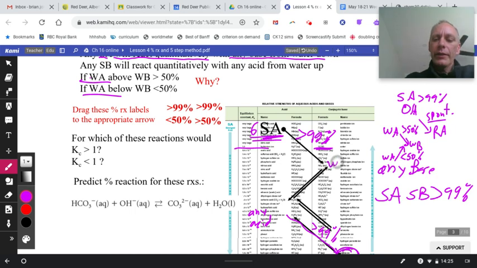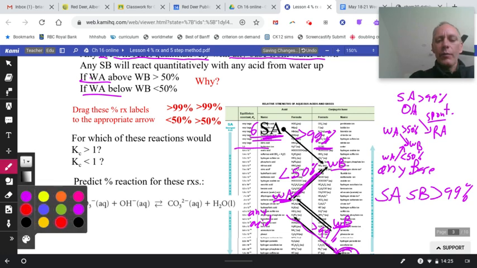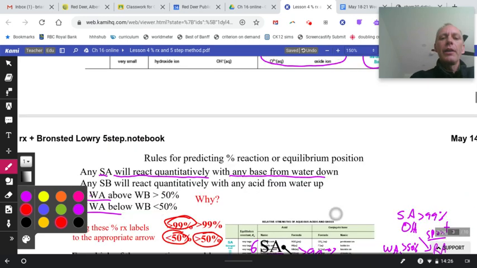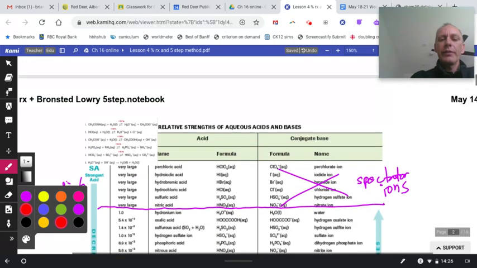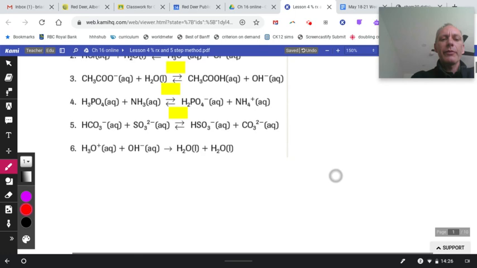So here is a weak base, and here is a weak acid. How would we classify that reaction? The weak acid is below the weak base, less than 50%. And if we had this weak acid with this weak base, the weak acid is above the weak base, we would say greater than 50%. So we have greater than 99, greater than 50, less than 50. Those are our 3 choices. So we're going to try these out on some reactions. We'll use this table of relative strengths. It's not quite the same as the one in your data book.